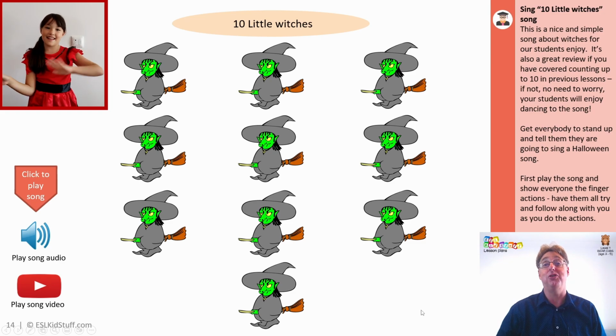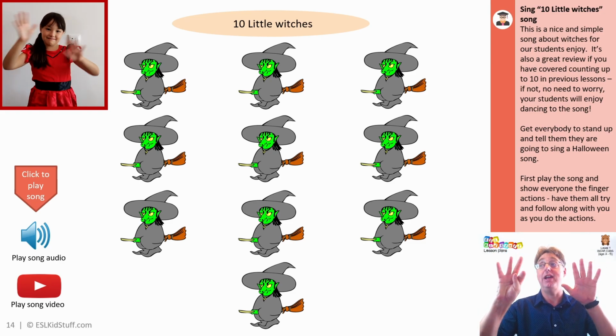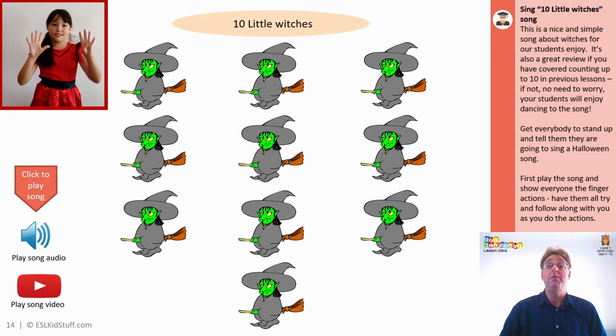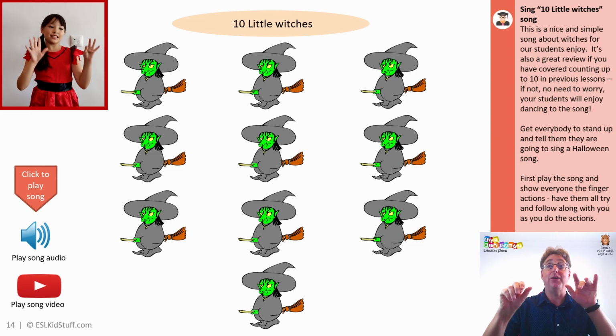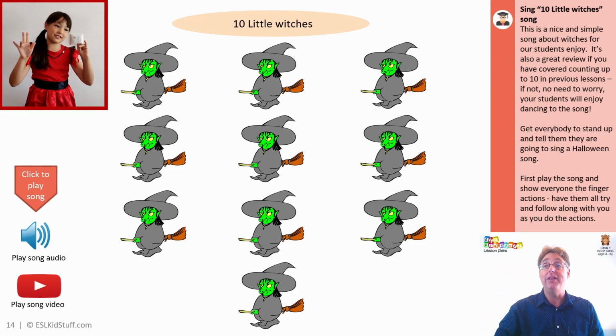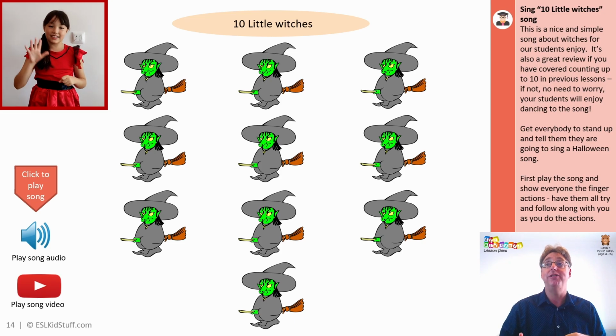Okay, and then the song goes backwards, so 10, 9, 8, 7, 6. So the first time, have everyone do the counting with their fingers along with you, and then play it again and try and encourage your students to sing along. If they've already done numbers, this would be a really good review. If not, it's still fun to sing along with the song.